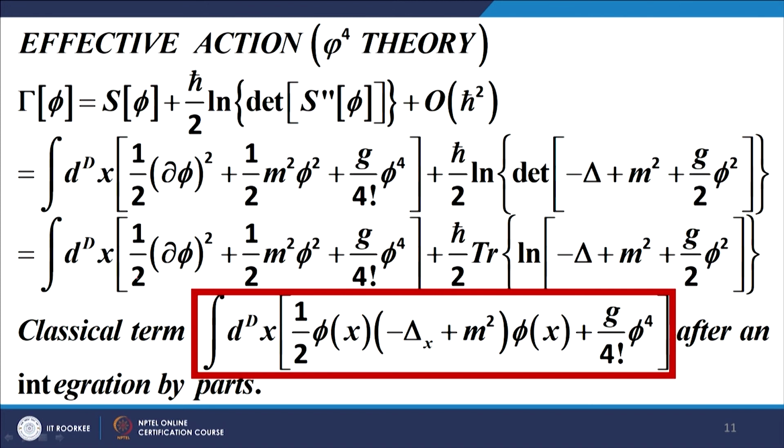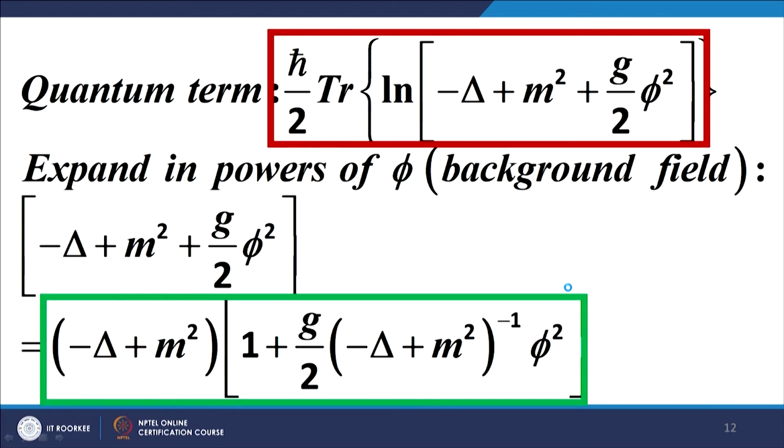This first part is the classical term, which, through an integration by parts, can be put in the form which is in the red box here. If you integrate the first term by parts, you get the expression which is there in the red box. This represents the classical term. The second term represents the quantum correction, or the quantum term.